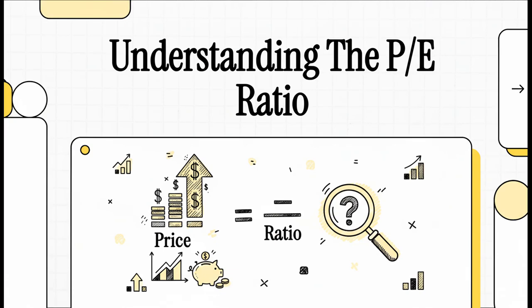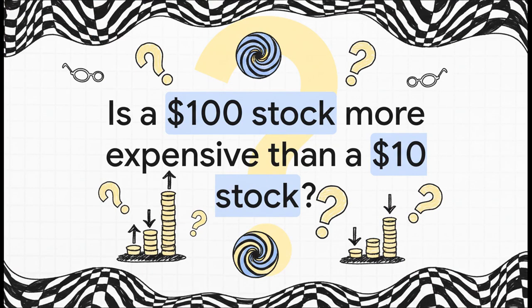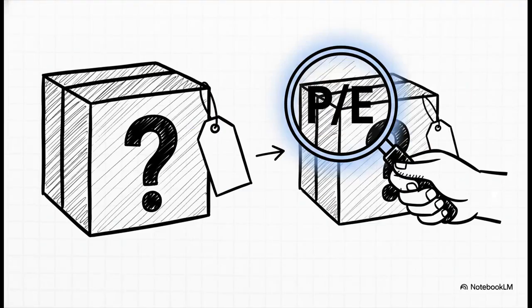All right, let's talk about one of the most common and maybe one of the most misunderstood tools in all of investing. I'm talking about the price-to-earnings ratio, or the PE ratio. So let's just dive right in with a question that, honestly, trips up a ton of investors, not just new ones. I mean, your gut probably tells you, yeah, of course the $100 stock is more expensive. But, and this is a huge but, the share price all by itself, it tells you almost nothing about whether a stock is actually a bargain or not. It's a total illusion.